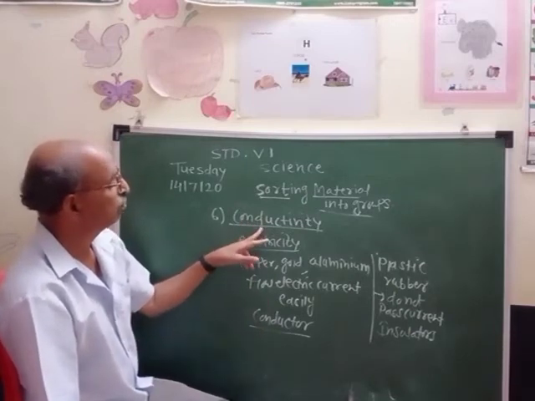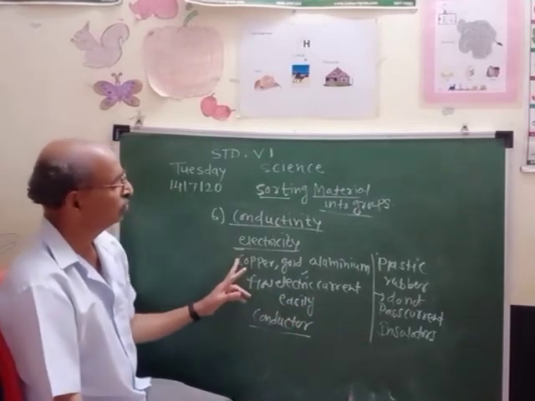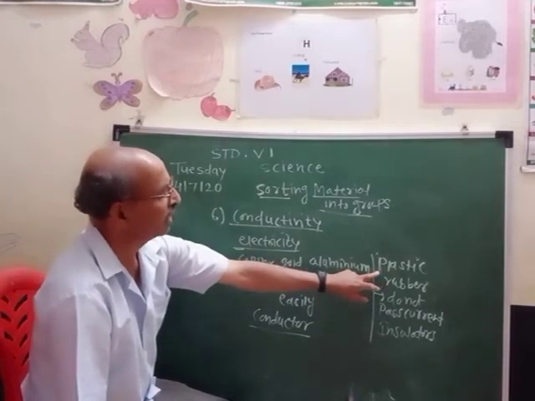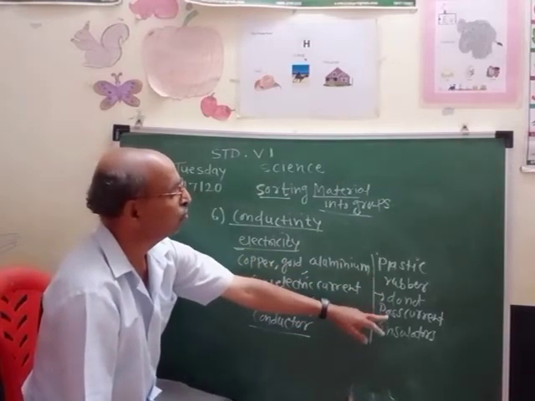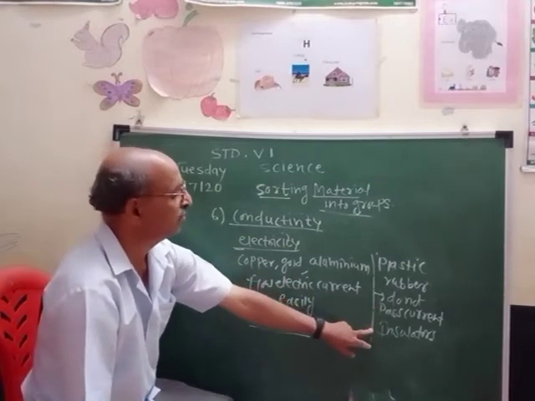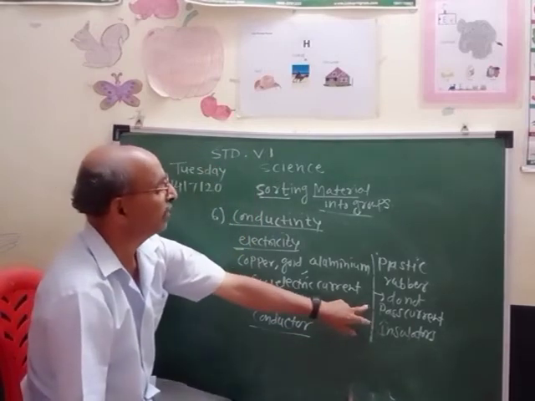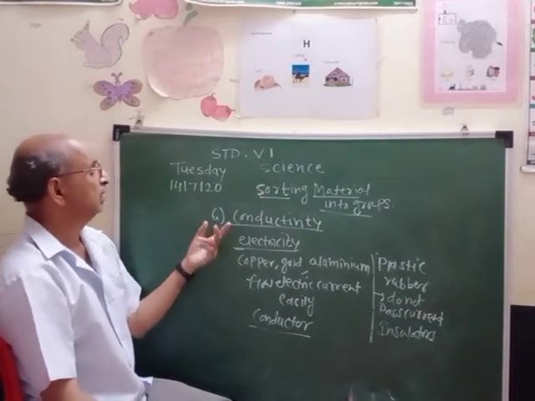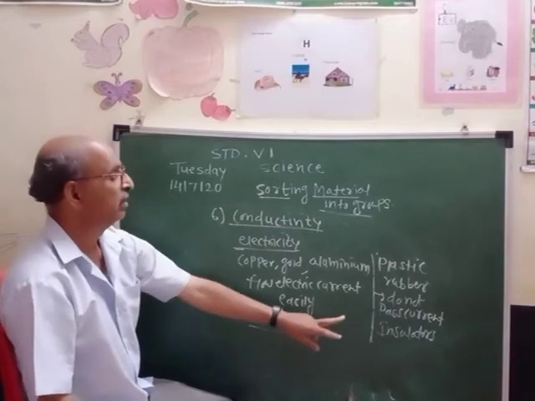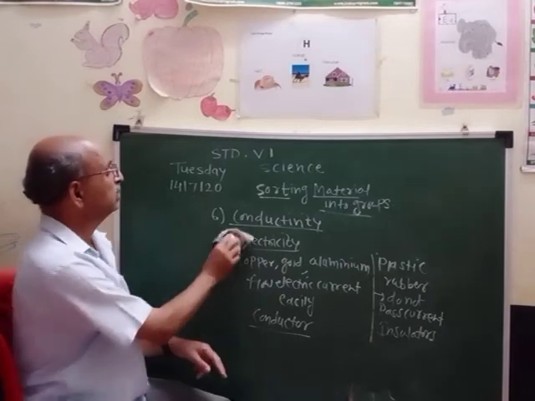So in the conductivity property, there are two groups: one is conductor and one is insulator. Most of the metals are good conductors of electricity, and non-metals like plastic, rubber, wood do not allow the electric current to pass through. So they are called insulators, and because of insulators we are saved from getting an electric shock. So this is one more property on which we can make the two groups, conductor and insulator. In this way we can make groups of the materials according to this property.